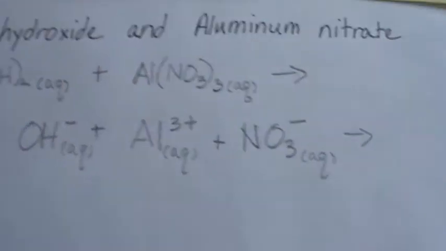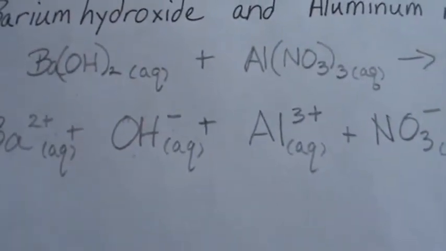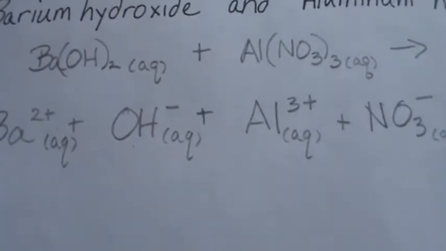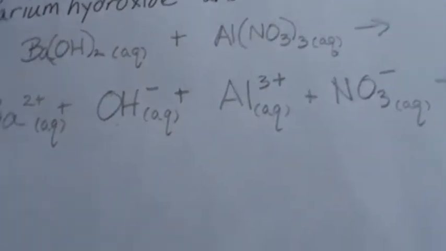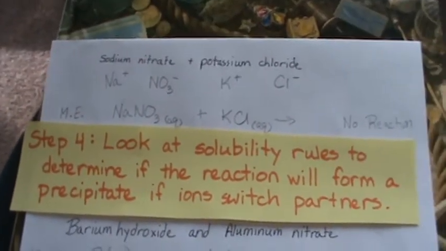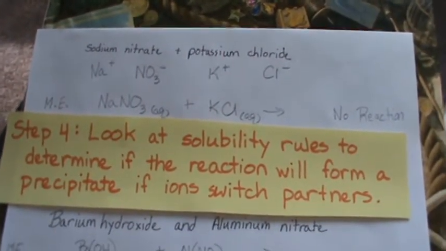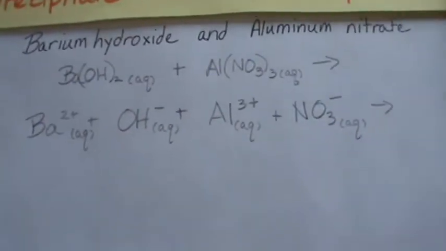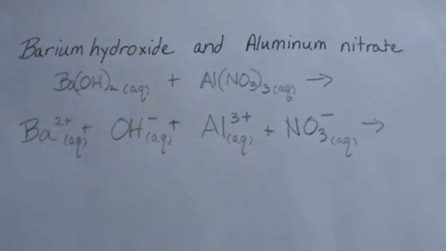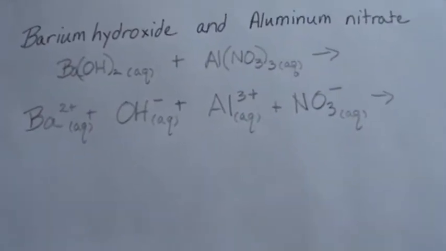However, aluminum hydroxide is completely insoluble. So this is the part where we are looking at our solubility rules to determine if the reaction will form a precipitate if ions switch partners. And that information about slightly and marginally soluble is in your textbook and your slides.